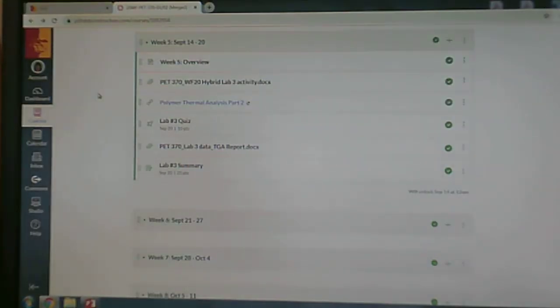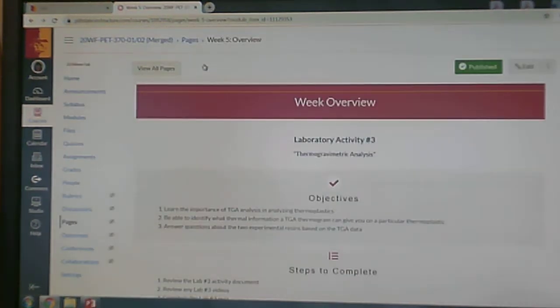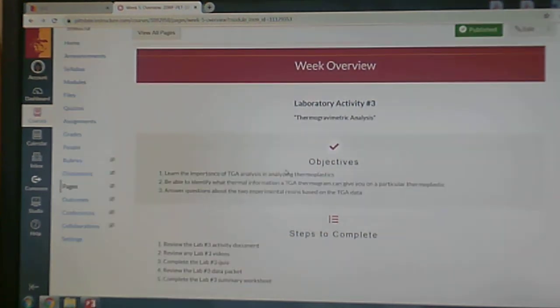So here is your Canvas module that covers this particular lab activity. As always, we're going to start with the weekly overview that talks about what the lab is about, the objectives, and then all of the steps to complete your lab activity. So of course the lab activity document is where we're going to start.